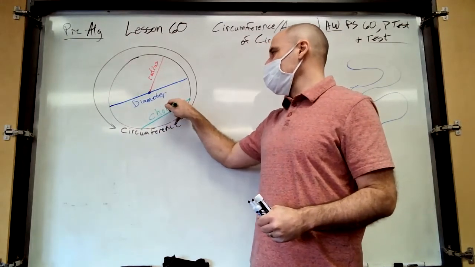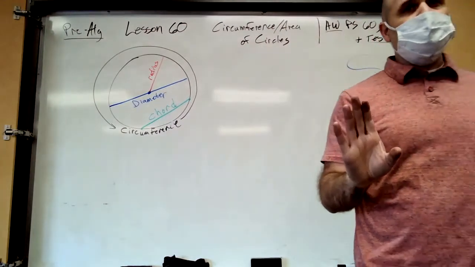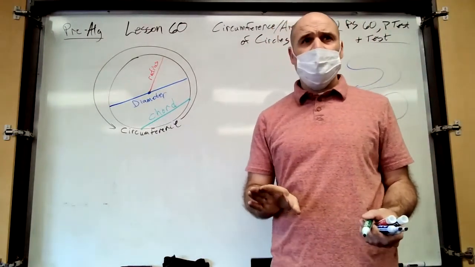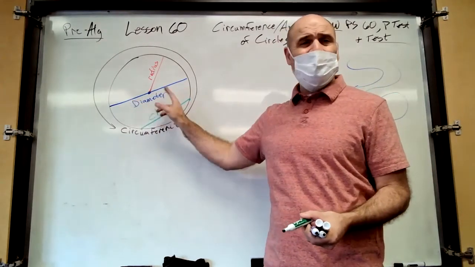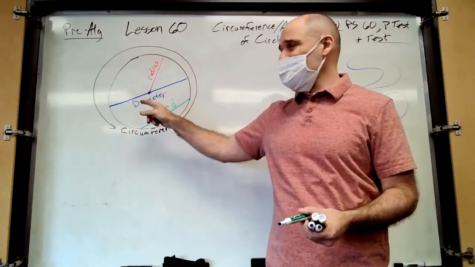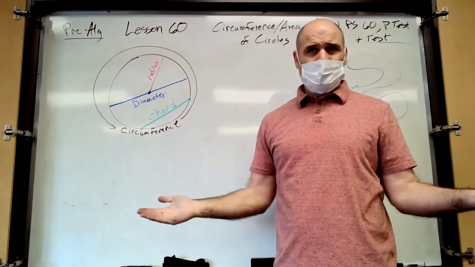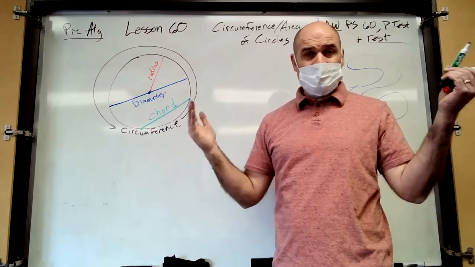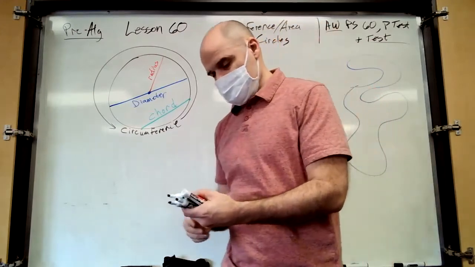This is called a chord. Okay? So, guys, listen. We don't need to comment on the chord. Be quiet, please. So a diameter is still a chord. It's just the chord that goes through the center. Do you understand what a chord is? Okay. You understand what a diameter is? Yes. Okay. So now look at this.